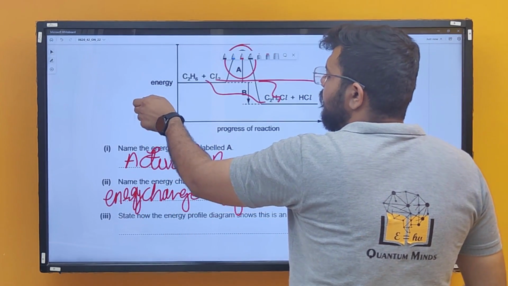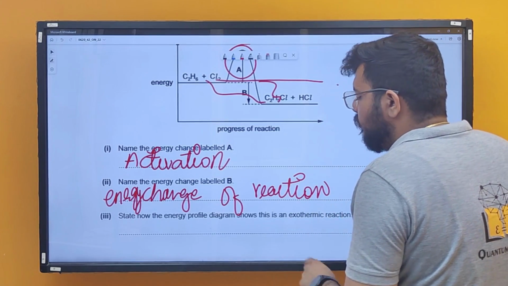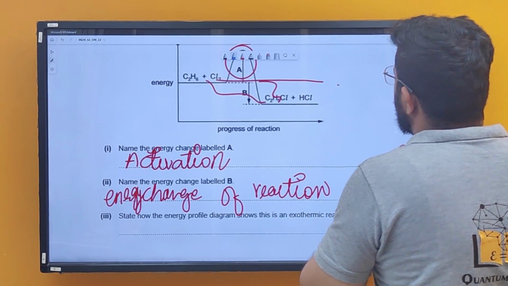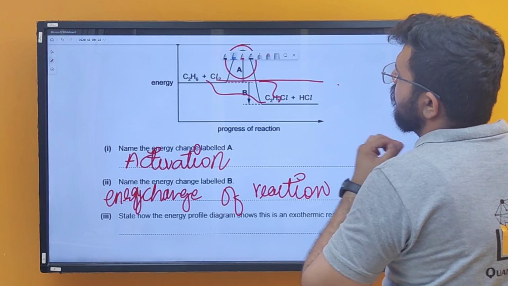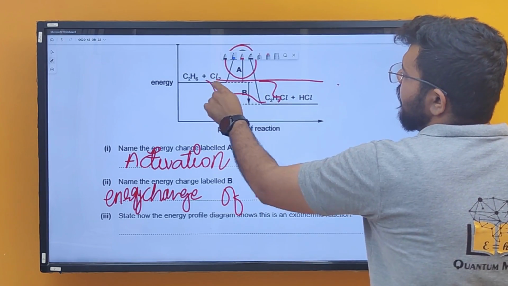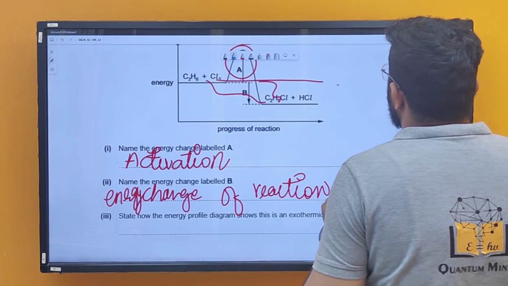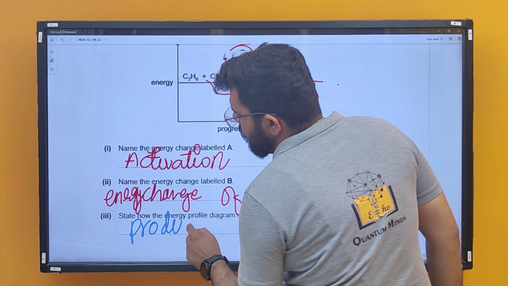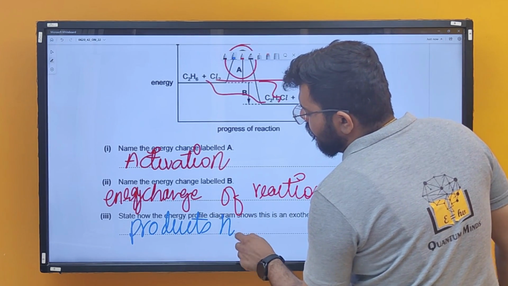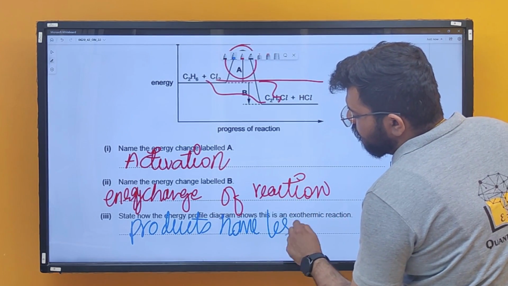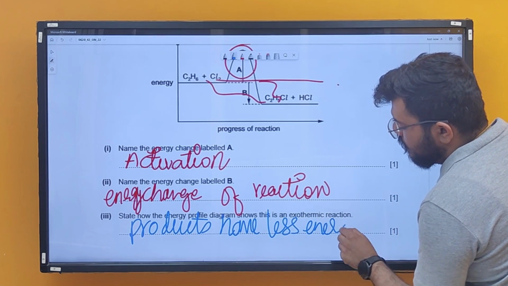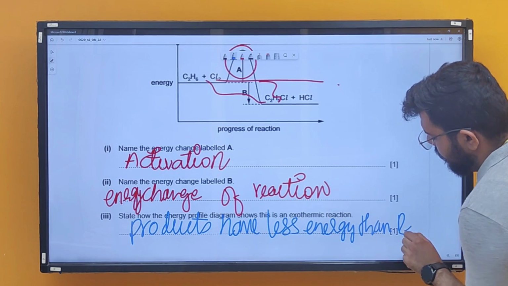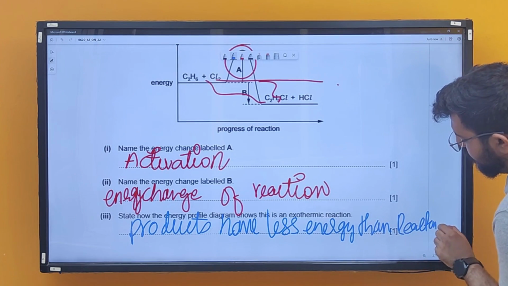Okay. Then we have: state how the energy profile diagram shows that this is an exothermic reaction. See, this is clearly an exothermic reaction because products have less energy than the reactants. What do products have? Products have less energy than the reactants. Then I'll just write reactants.